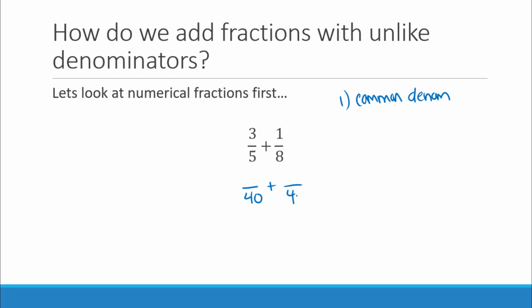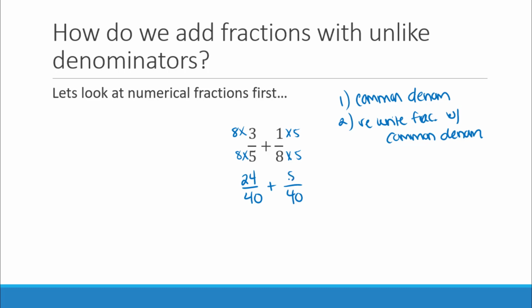So remember, your first step is once you find that common denominator, you want to rewrite your fractions with the common denominator. How do we do that? So remember, how did I go from 5 to 40? Whatever you did to go from 5 to 40, which in this case is multiplied by 8, you got to do the same thing to your numerator. So 8 times 3 is going to give me 24. Rebuild this fraction as well. I'm multiplying by 5, and so 1 times 5 will just give me 5.